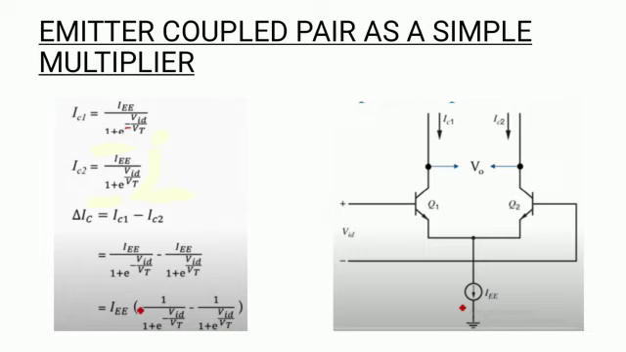Now, let us calculate the change in collector current. The change in collector current, delta IC, equals IC1 minus IC2. We have IC1 and IC2; substituting, we get delta IC equals IEE by 1 plus e raised to minus VID by VT minus IEE by 1 plus e raised to VID by VT. Here IEE is common, which gives IEE into 1 by 1 plus e raised to minus VID by VT minus 1 by 1 plus e raised to VID by VT.